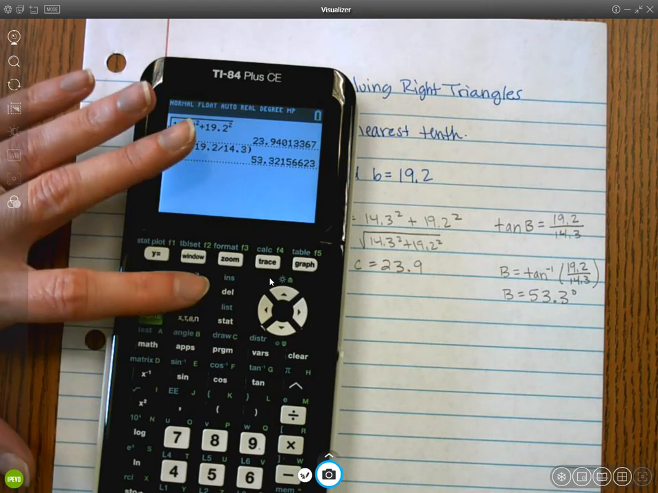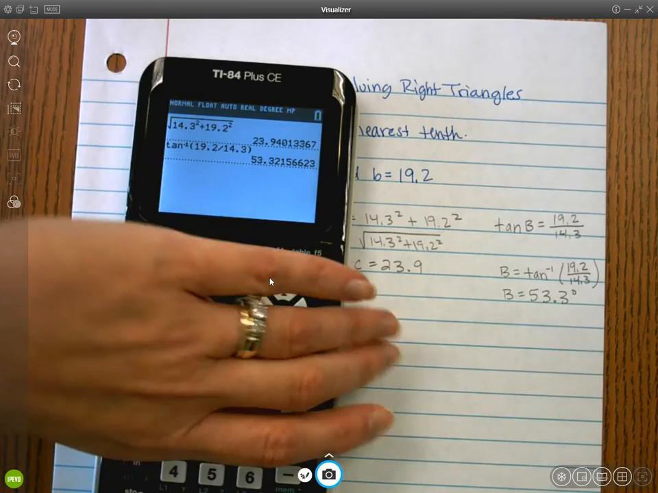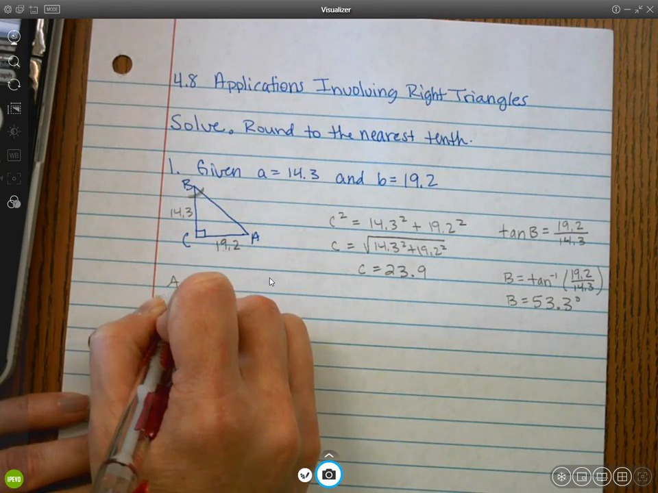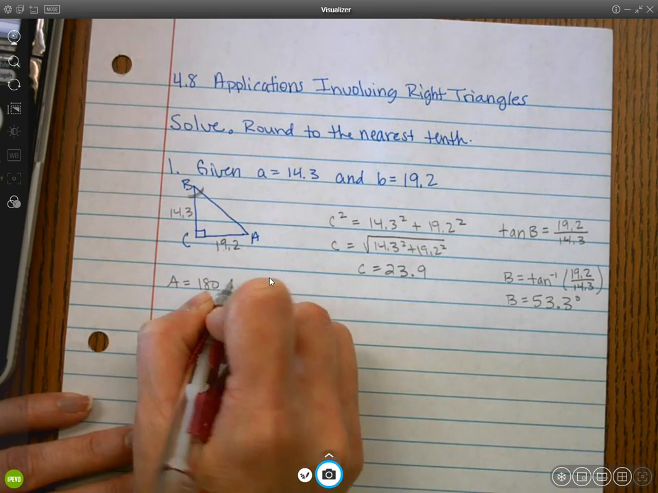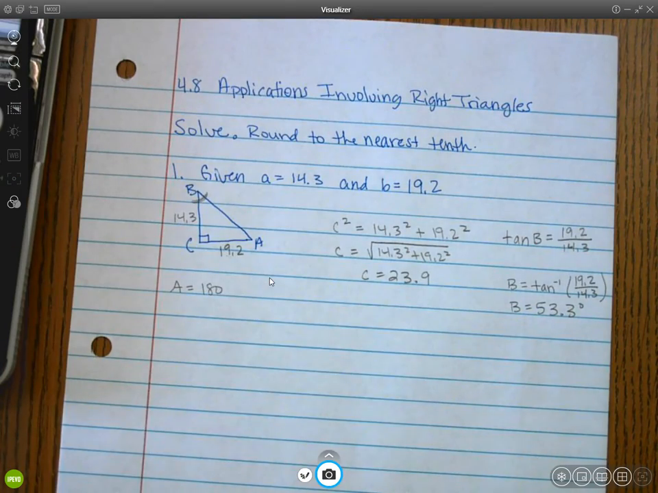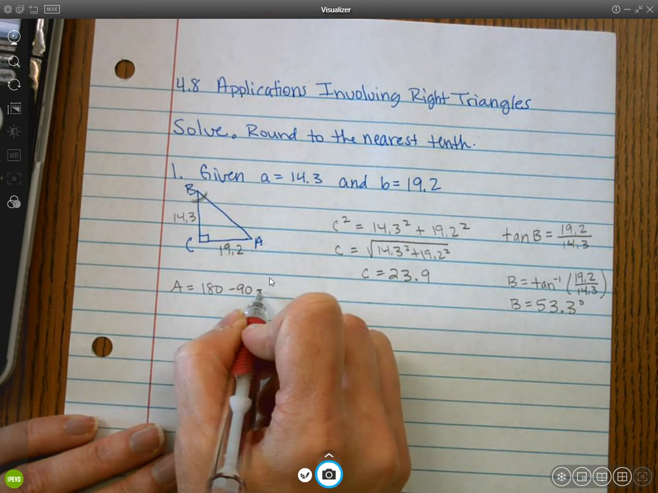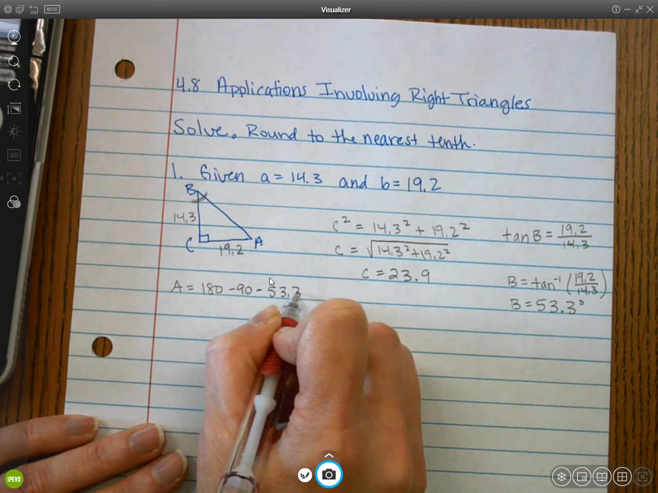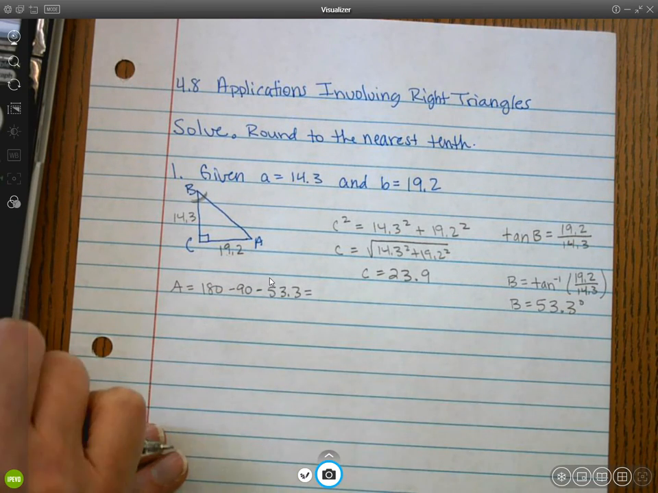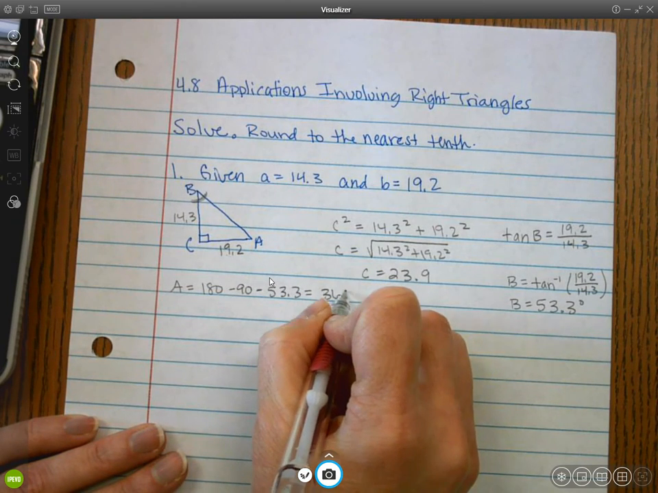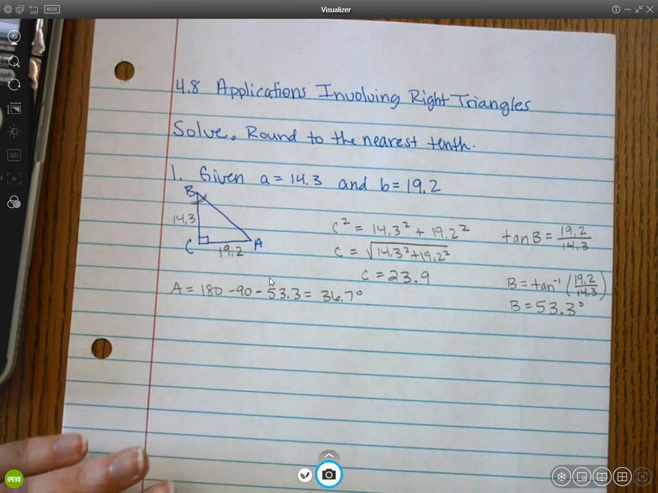All right, I am back in degrees, right? Yes. Okay. So to find angle A, all we have to do is do 180. Or actually, we could just do 90, but we'll do 180 minus that 90-degree right angle for angle C, minus 53.3 that we just got for angle B. And we get 36.7 degrees. So now you know everything about that triangle.